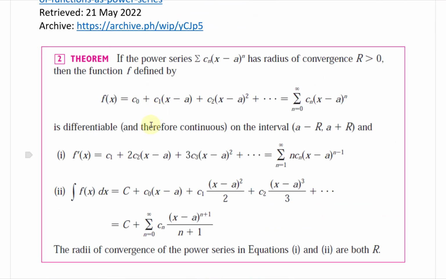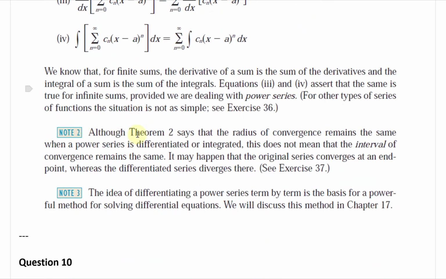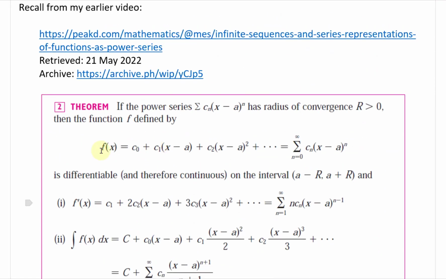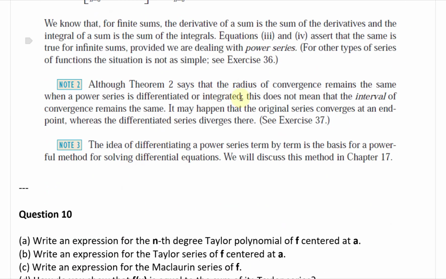I believe I went over that in this video. And note 2, although Theorem 2 states that the radius of convergence remains the same when a power series is differentiated or integrated, this does not mean that the interval of convergence remains the same. Remember, at the endpoints, it could be an open or closed bracket. So it may happen that the original series converges at an endpoint, whereas the differentiated series diverges there. So that's exercise 37.